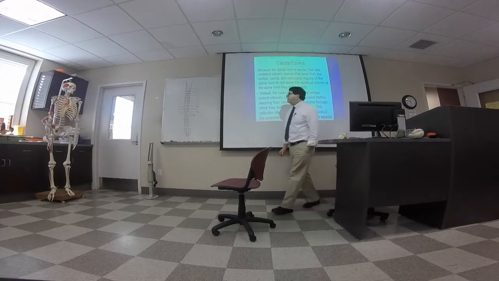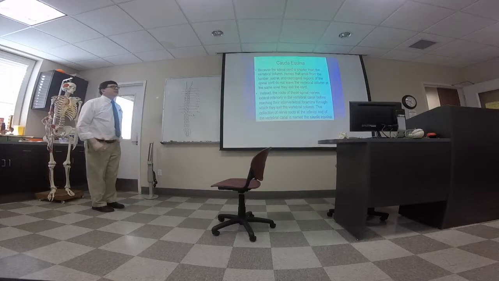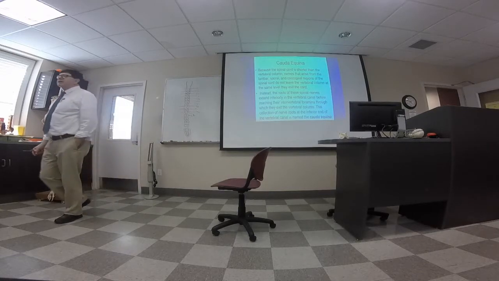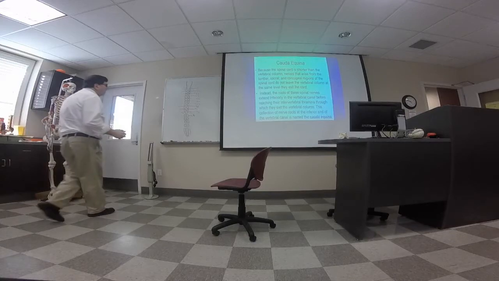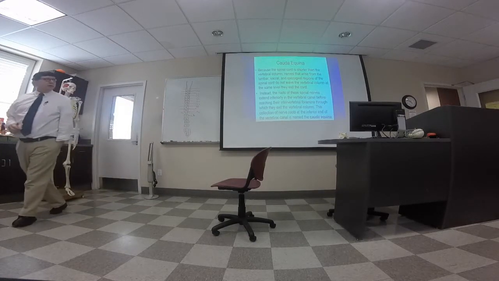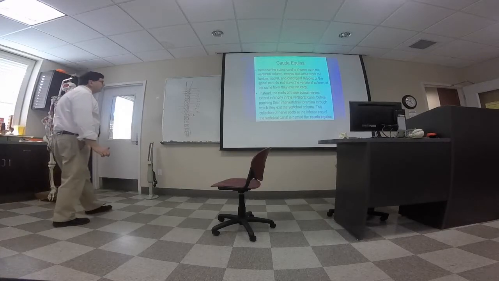Now, notice that the spinal cord is much shorter than the vertebral column. The spinal cord ends at L2, while the vertebral column goes all the way down into the coccygeal region. So, because the spinal cord is shorter than the vertebral column, nerves that arise from the lumbar, sacral, and coccygeal regions do not leave the vertebral column at the same level that they exit the cord.